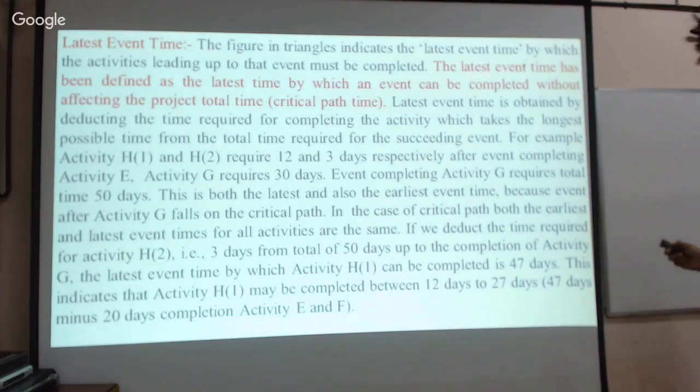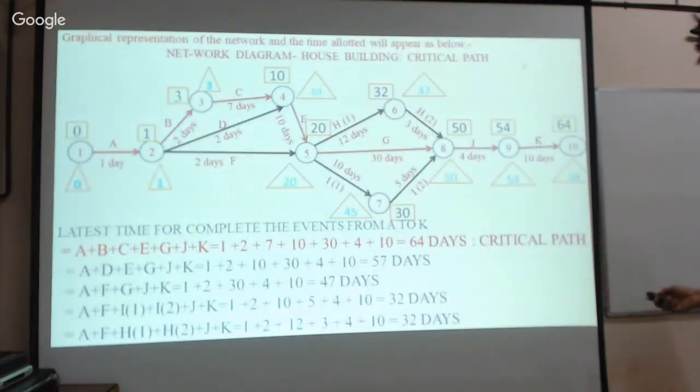The latest event time has been defined as the latest time by which an event can be completed without affecting the project total time. This is not the critical path time. Without disturbing the project time, that is the latest event time, isn't it? Please go through this.